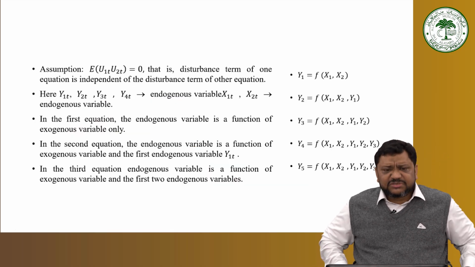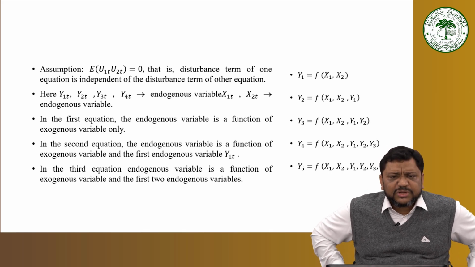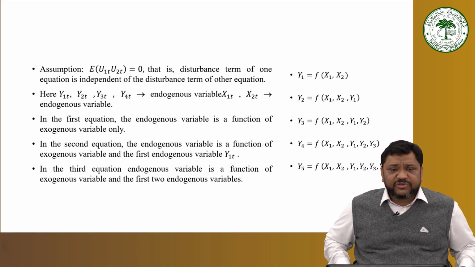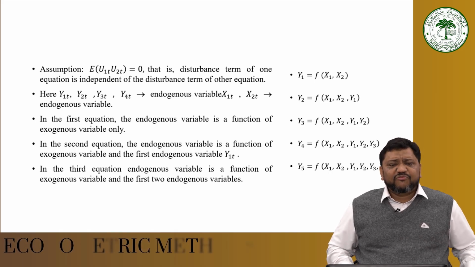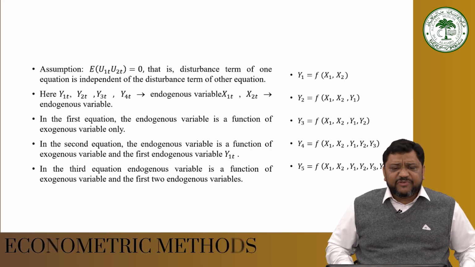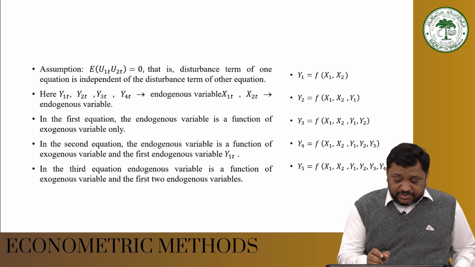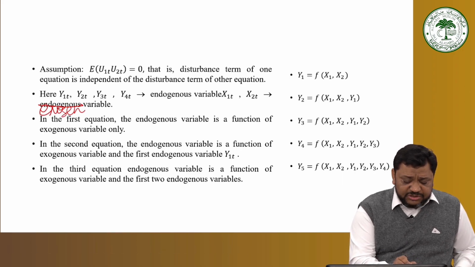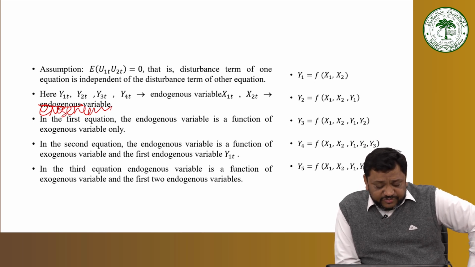There are certain assumptions, that is the covariance between the error terms u1t and u2t is equal to 0. That is, the disturbance term of one equation is independent of the disturbance term of the other equation. Here y1t, y2t, y3t, y4t are endogenous variables, and we have x1t and x2t. It is written here endogenous. This is a mistake. It should be exogenous. There is a correction. So x1t and x2t are the exogenous variables.